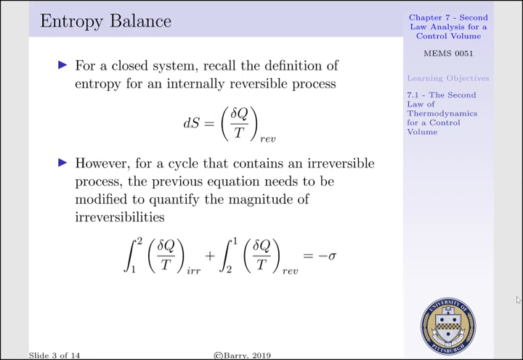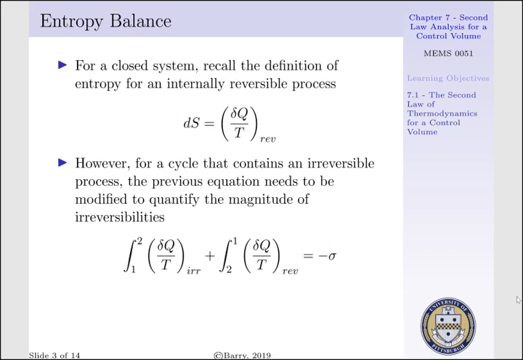Let us recall that for a closed system, our definition of entropy for an internally reversible process is dS is equal to delta Q per T, where dS is our change of entropy, and delta Q is our energy transferred, and T is the boundary temperature at which this energy transfer is occurring. The subscript rev indicates that this is a reversible process.